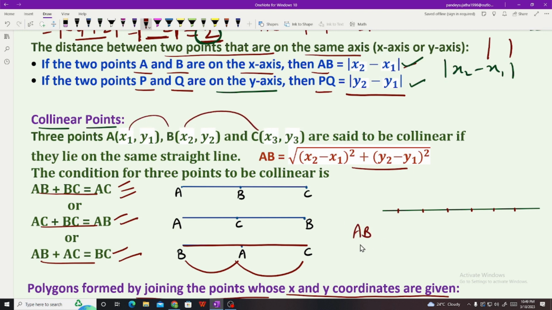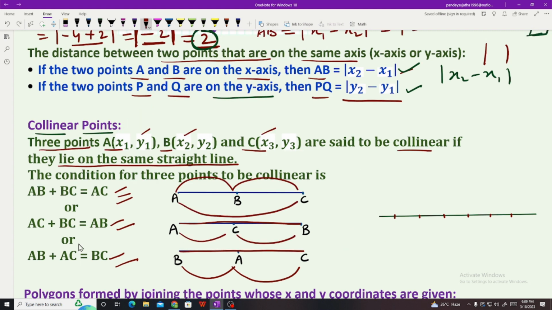BC and AC. So with the help of the distance formula, you find the length of AB, BC and AC, and then just check that the sum of any two should be equal to the third one. If you are not able to show any of these three conditions, then the 3 points will not be collinear.